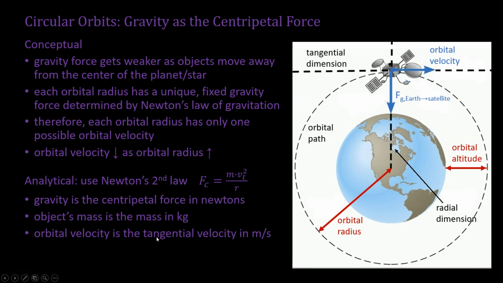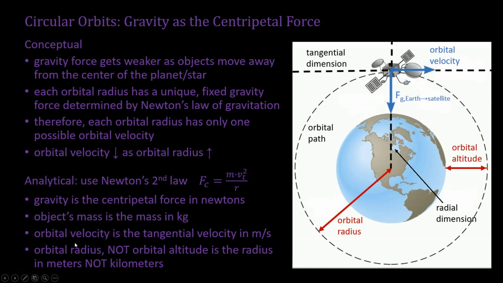The orbital velocity is the tangential velocity in meters per second, not kilometers per hour or kilometers per second. And the orbital radius, not the orbital altitude. The orbital radius, not the orbital altitude, is the radius in meters, not kilometers.